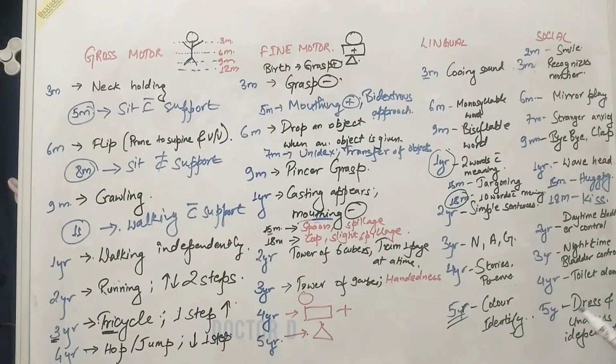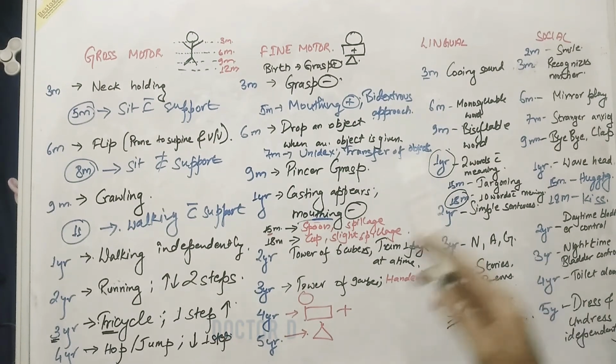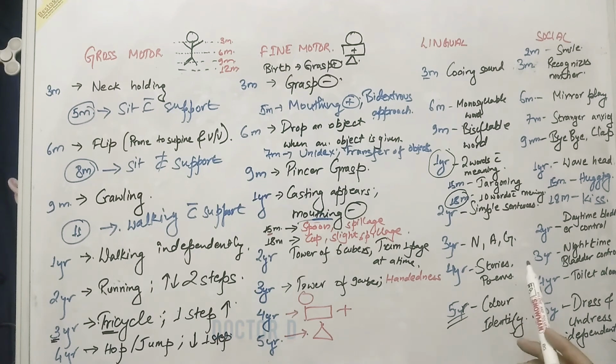So, these are the basic milestones to be learned at the undergraduate pediatric level. I hope this lecture helped you guys a lot.